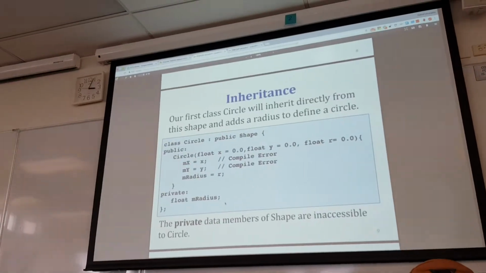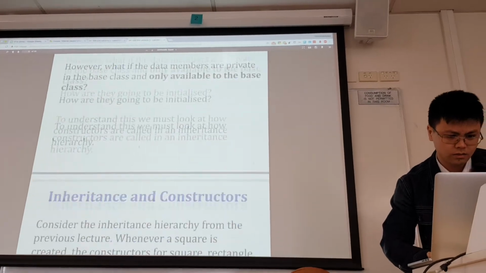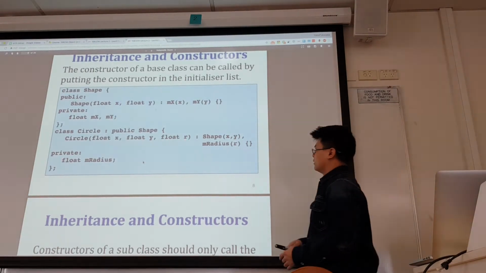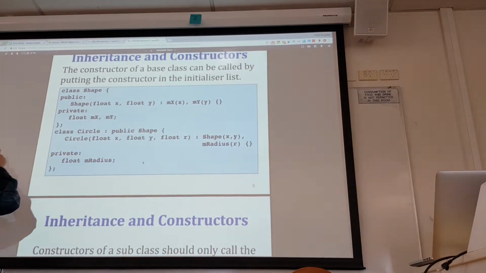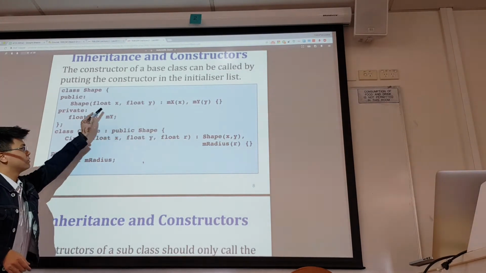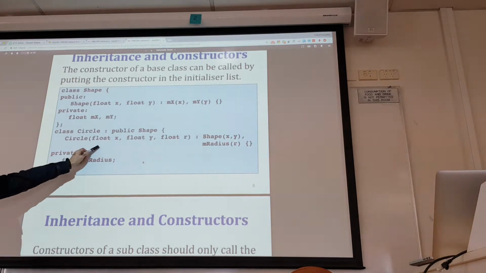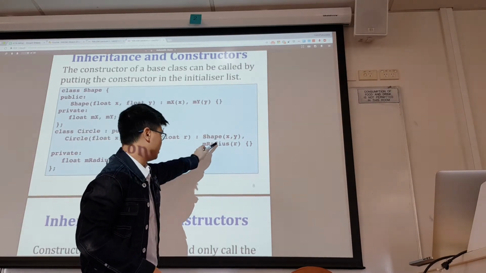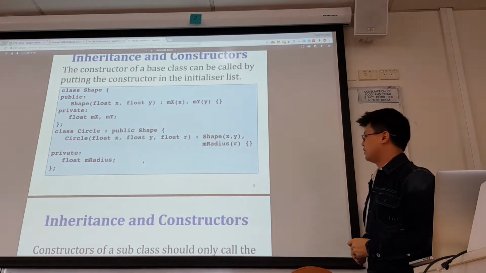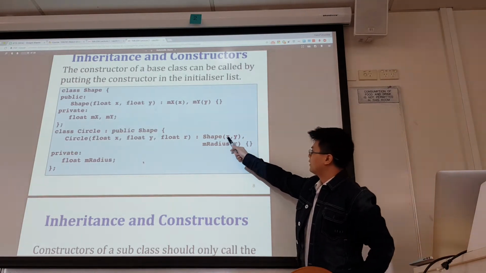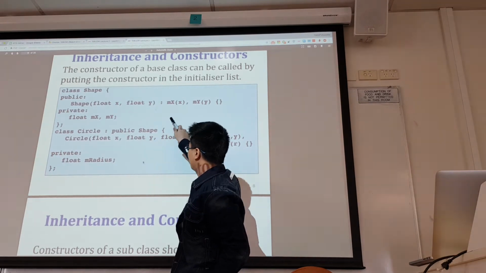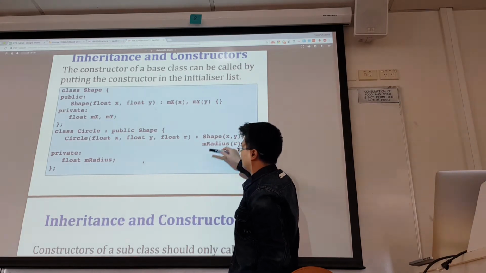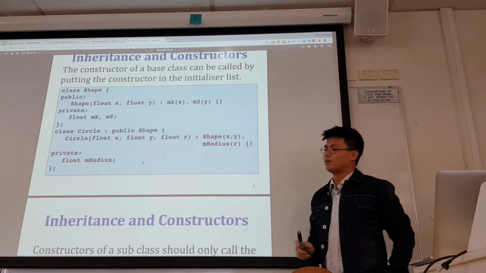So the way that we do it is like this. This is still the same shape class with the constructor. We set two values. In the circle class, we call the constructor here. This is where you put your initializer list, and you can also put the constructor of the original class as well. So in here, the values that you provide to circle will be passed on to shape, and they will be set by the shape constructor. Circle doesn't do anything there except calling the constructor.